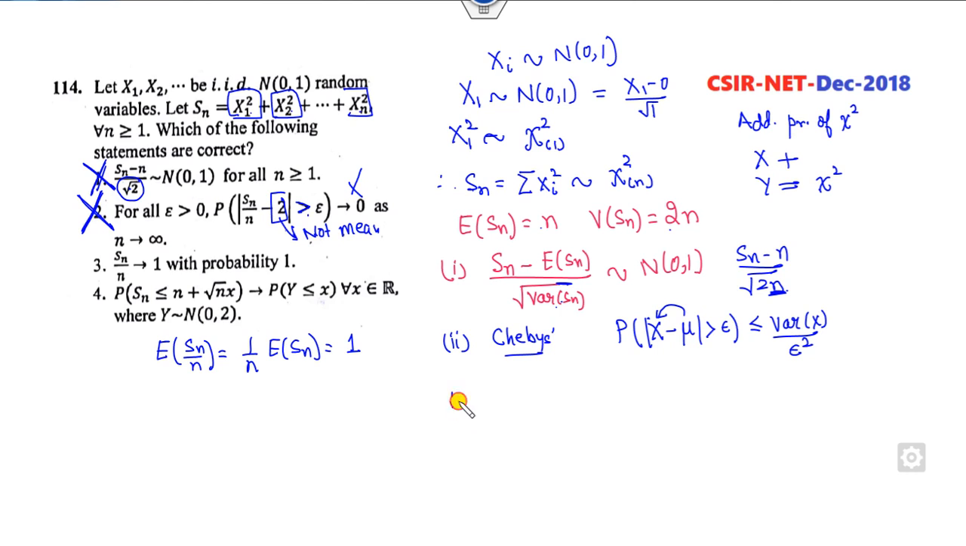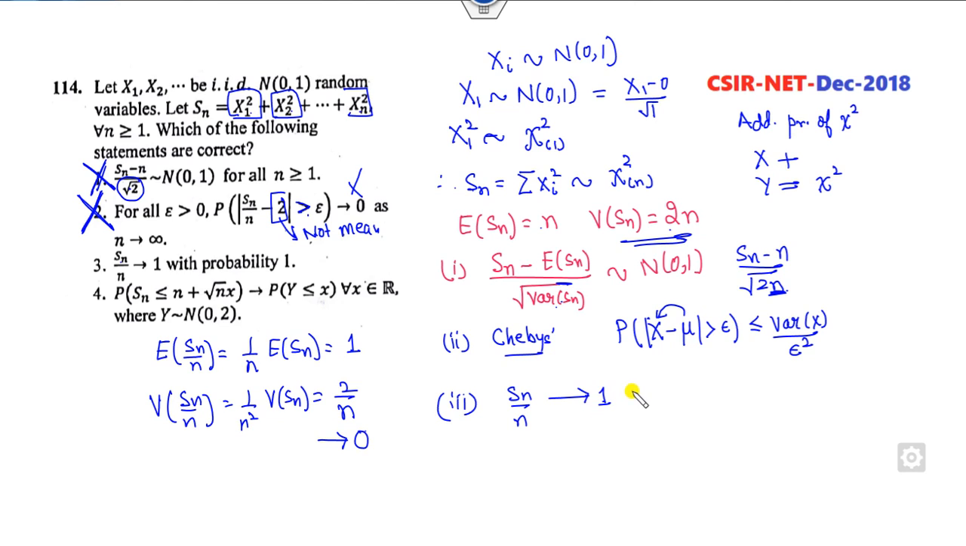Look at the third option. It converges with probability 1. That's by the Chebyshev inequality. So we find the mean is 1. What is the variance of this? It is 1 over n squared times the variance of Sn. The variance of Sn is 2n. So it's 2 over n, which converges to 0. So once it goes to 0, therefore Sn over n converges to 1 with probability 1. By using the Chebyshev inequality, this is the correct answer.